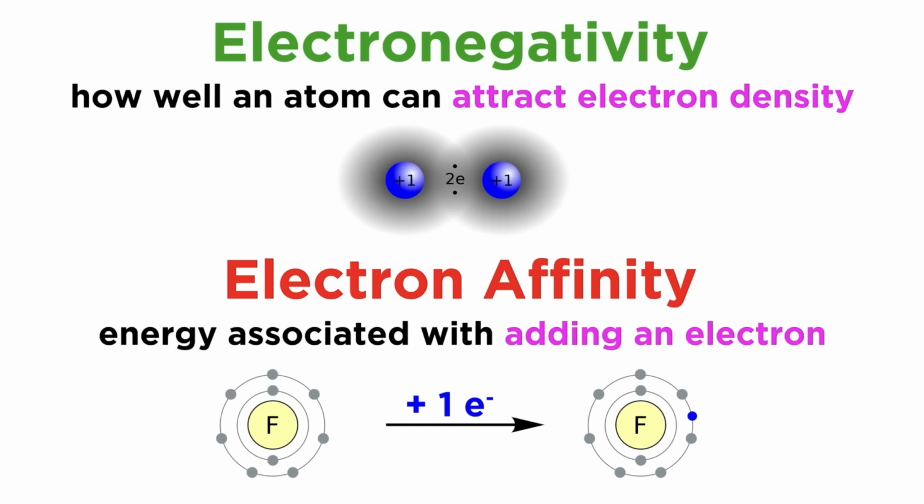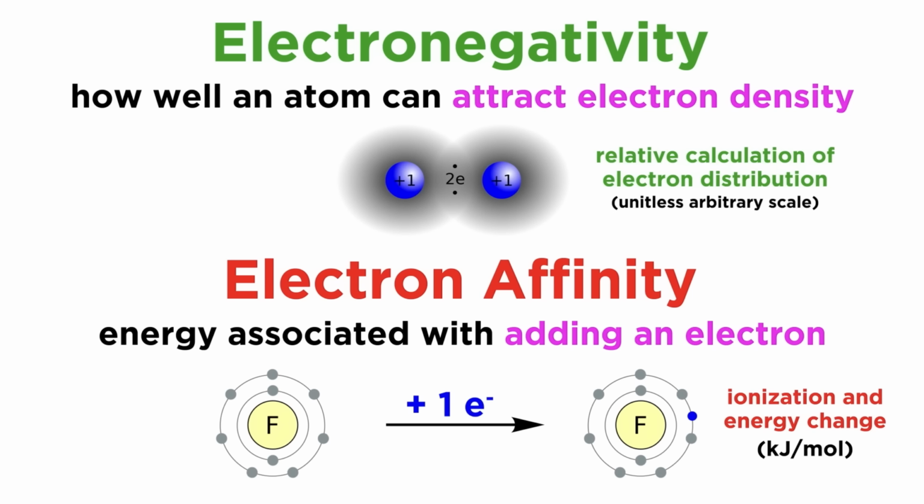There is a common point of confusion that we should make abundantly clear. We must make the distinction between electronegativity and electron affinity, because the latter involves an actual ionization and an associated energy change that is measurable. The former just describes a relative calculation of how well an atom attracts the electrons in a bond, which does not involve any transformation, and it is listed on an arbitrary relative scale from 0 to 4.